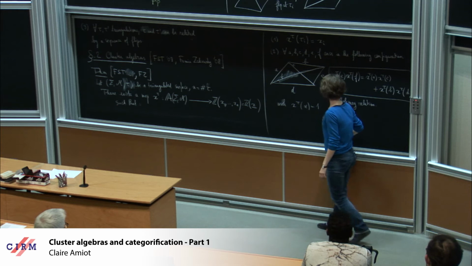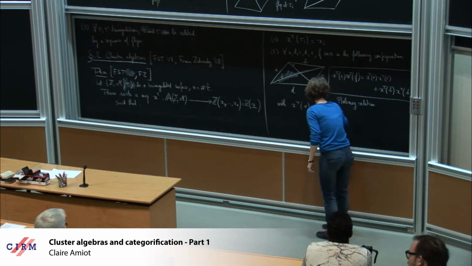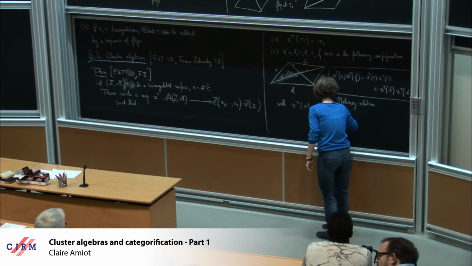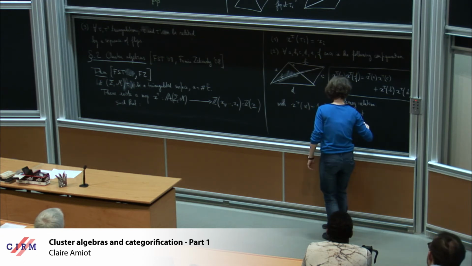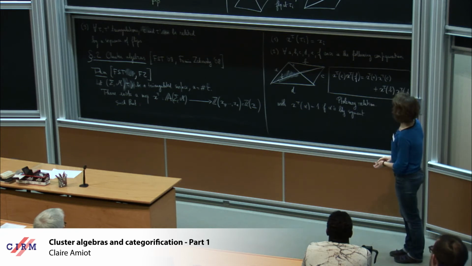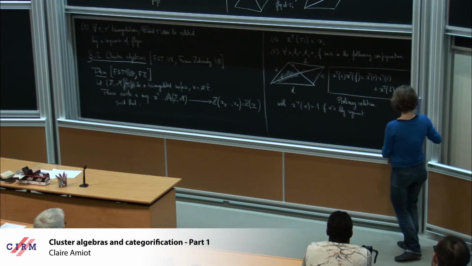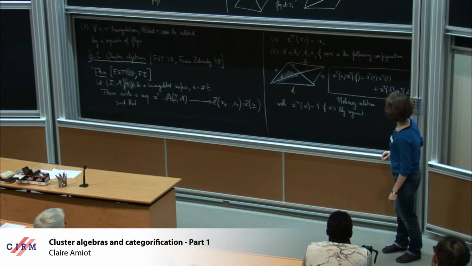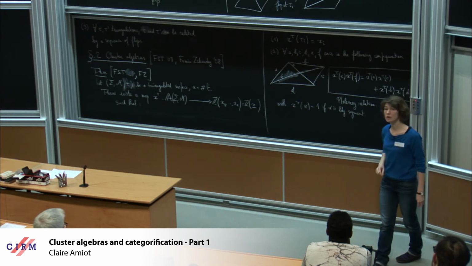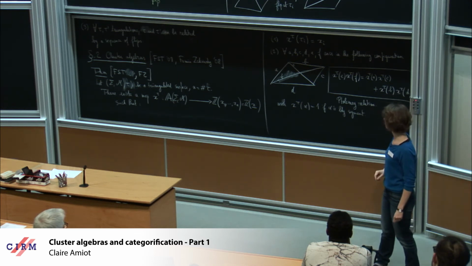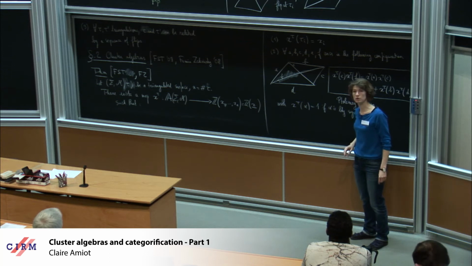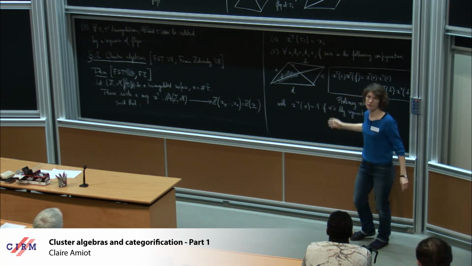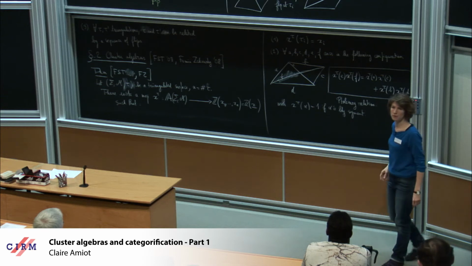You put x tau of alpha is 1 if alpha is a boundary segment. The map x tau is uniquely determined by this condition, but it's not clear that it is well defined. So this is the theorem.